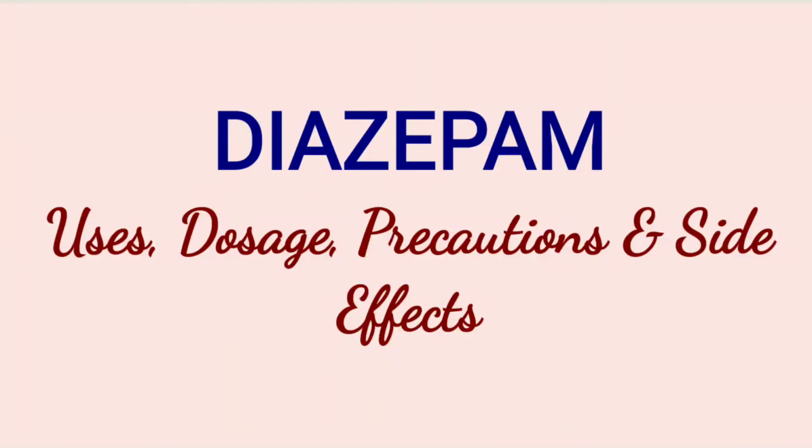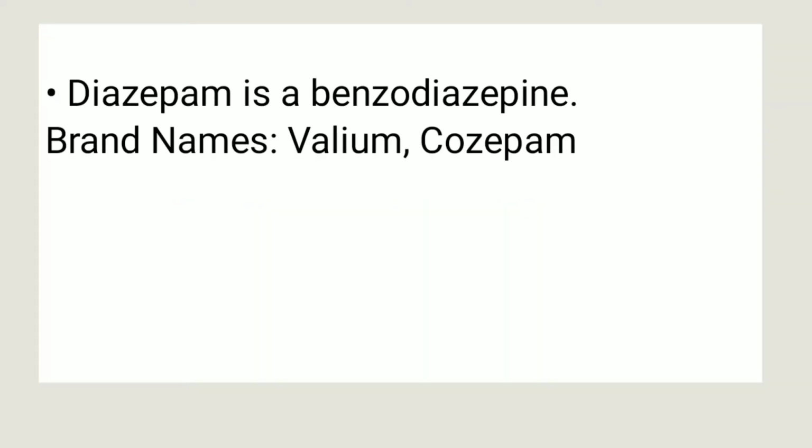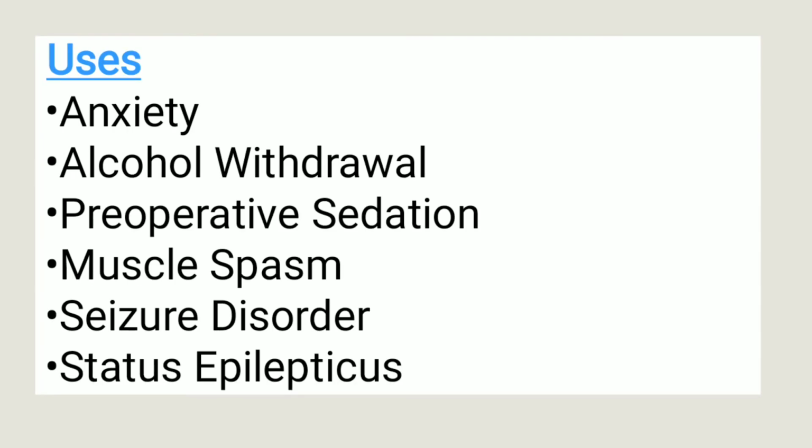Welcome back, and we're going to look at diazepam, its uses, dosage, precautions, and side effects. So what is diazepam? It is a benzodiazepine and it's available under the brand names of Valium, Clozapam, and so many other brand names. Uses: it's used in the treatment of anxiety, alcohol withdrawal, preoperative sedation, muscle spasm, seizure disorder, and status epilepticus.